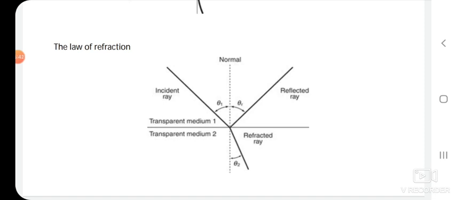For more general cases, for light traveling from medium 1 to medium 2, Snell's law can be written as n1 sin theta 1 is equal to n2 sin theta 2, where theta 1 and theta 2 are the angles and n1 and n2 are the indices of refraction of material 1 and material 2 respectively.